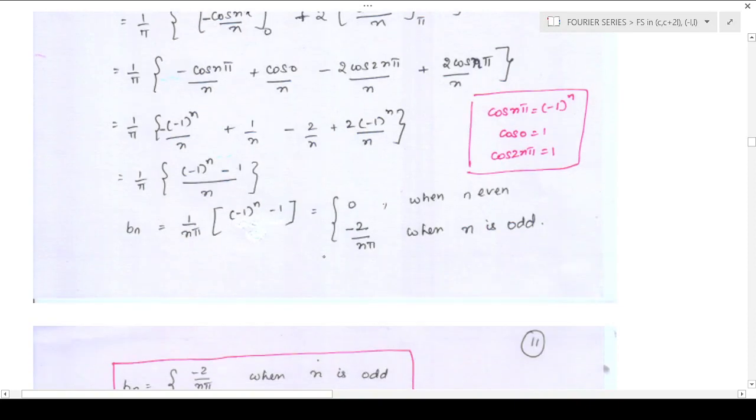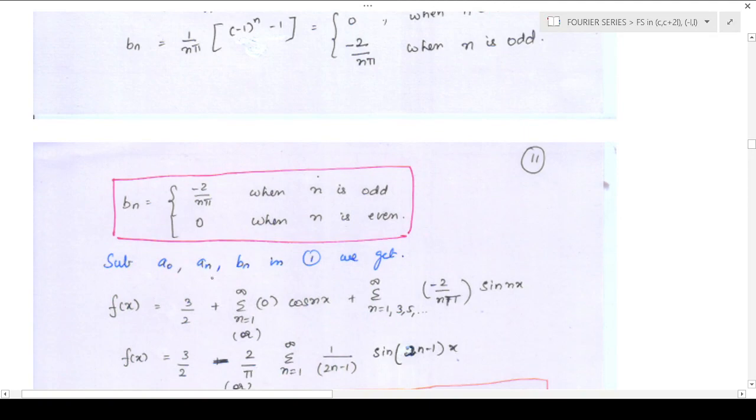Now children, this is a new thing we are coming across here. When n is even, what will happen? N is 2, for example. Minus 1 whole square is 1. 1 minus 1 is 0. Whatever n value is, it should be even: 2, 4, 6, whatever it is. The first term is plus 1, minus 1 is 0. If n is odd, what will happen? The first term will be minus 1. Minus 1, minus 1. If you add, it is minus 2 divided by n pi.